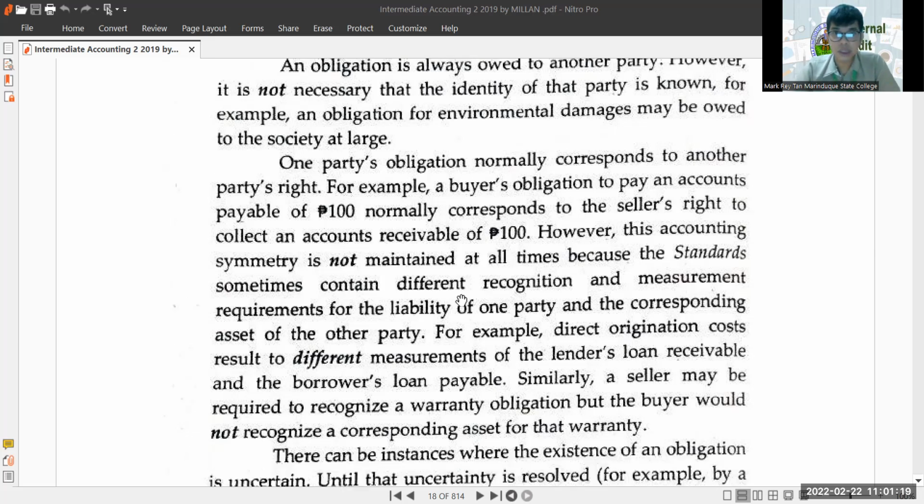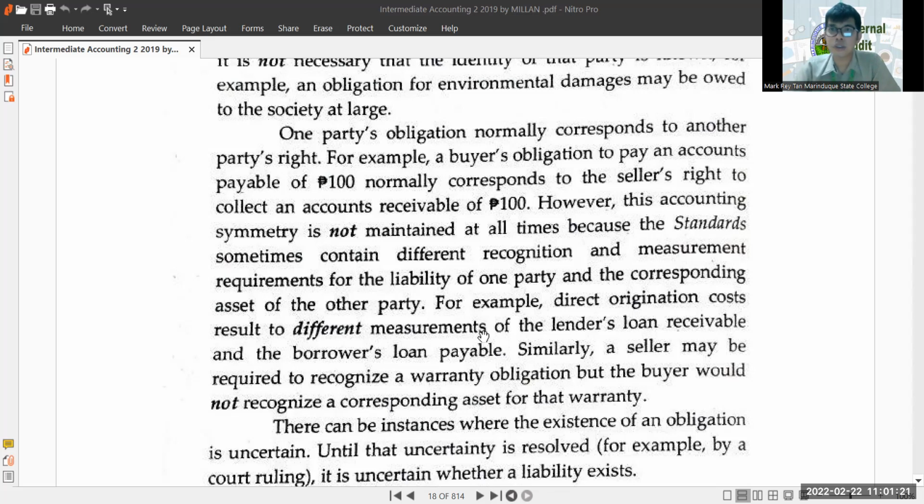Sige. So class, disclaimer also, no? In the interest of time, saka in the interest of discussing this quite voluminous book, hindi ko i-discuss lahat yan. I leave the other paragraphs to you kasi hindi naman yan masyadong malalim. These are just examples for you to understand yung mga dinidiscuss na provision.